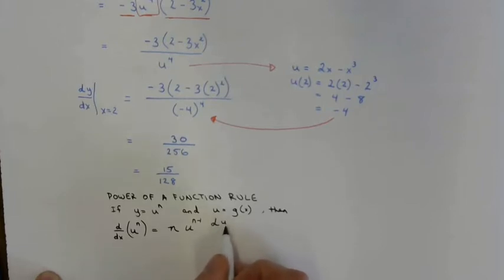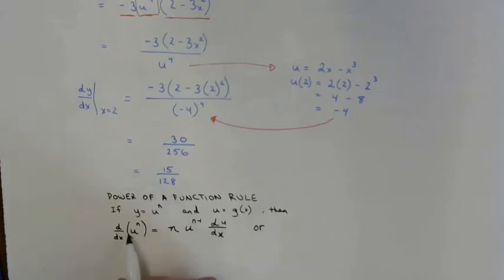Times the derivative of the inner function with respect to x, so times du by dx. Okay, another way to write that. Again, this isn't super new. Depending on what this outer function is, this is how you differentiate it if it's a power function. You use the power function rule.